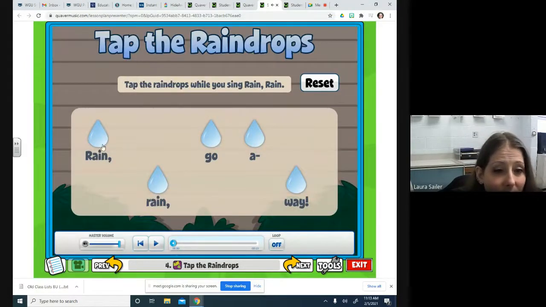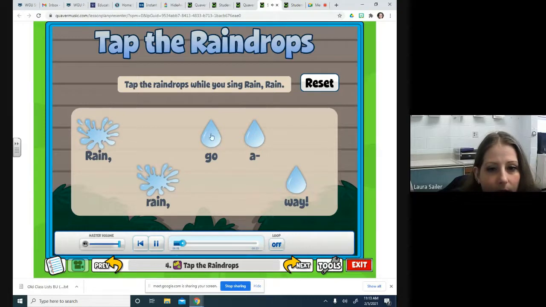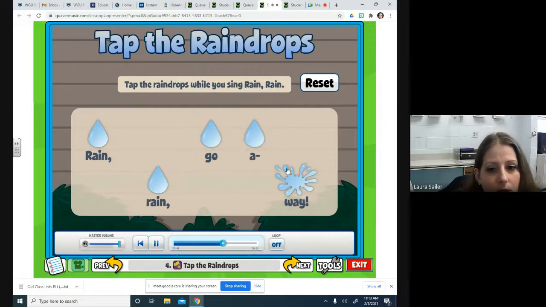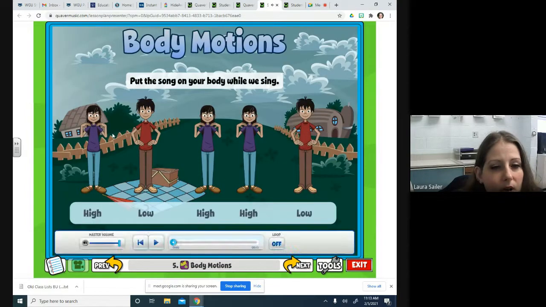And then here's our tap the raindrops again. So again, this shows the highs and lows or the pattern of pitches in the melody. Rain, go away, come again some other day. So you can tap those, and that kind of gives you an idea of how the melody for Rain, Rain goes.